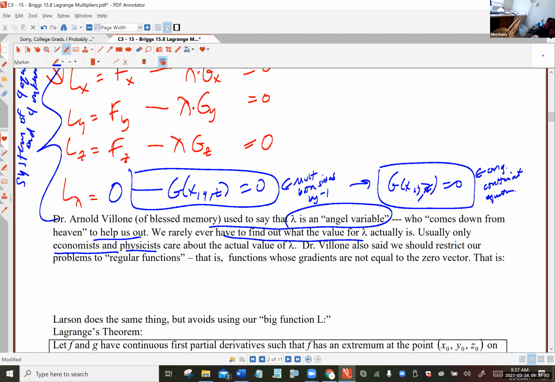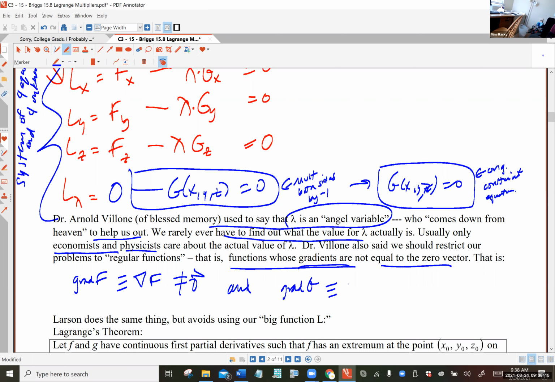Now, we're also going to assume that the problems we're going to be working on will have functions whose gradients are not equal to the 0 vector, because that is not okay. So the gradient of f, which we also can write del f like this, will not be the 0 vector. And we'll also assume that the gradient of g, which looks like this, is not the 0 vector, because we want to avoid problems.